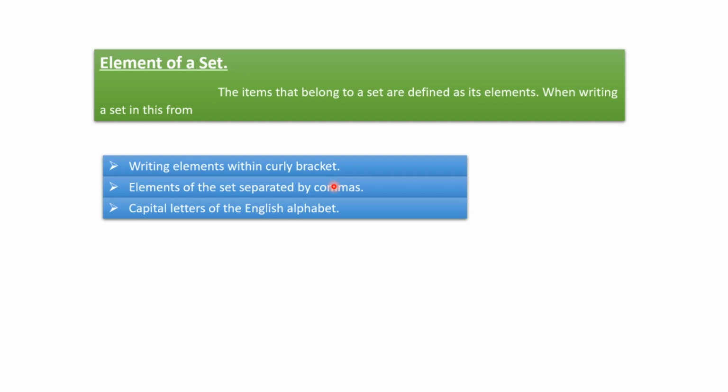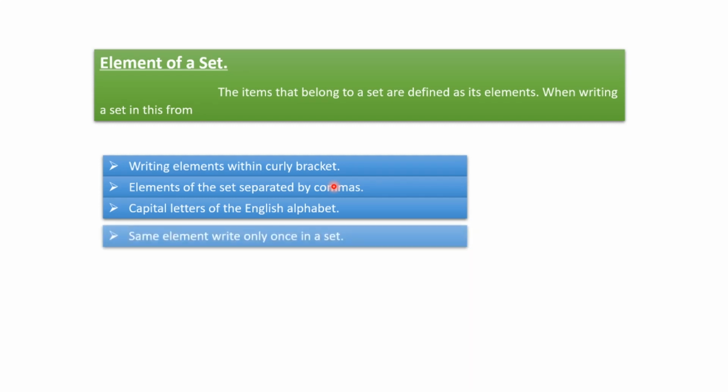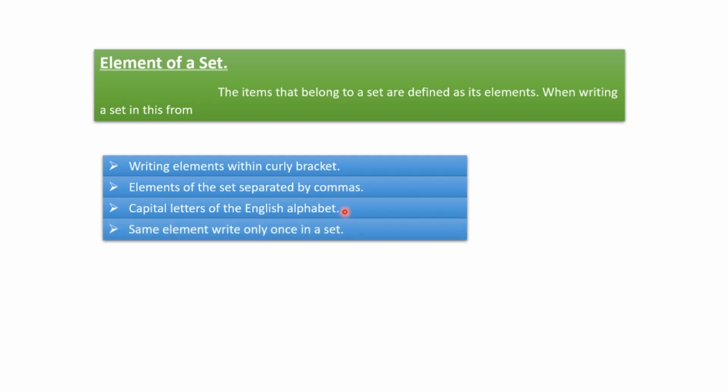Label your set by using the capital letters of the English alphabet. Same element is written only once in a set. That means you don't repeat the element. Okay, next one.